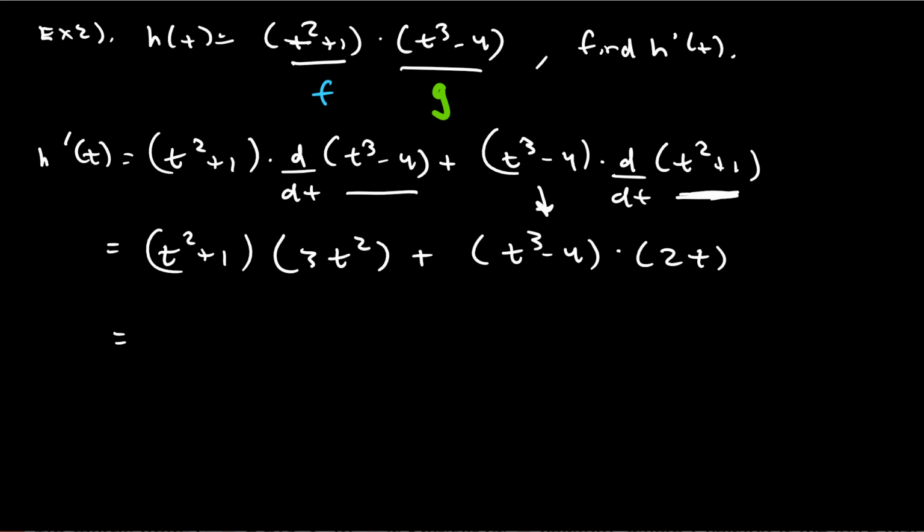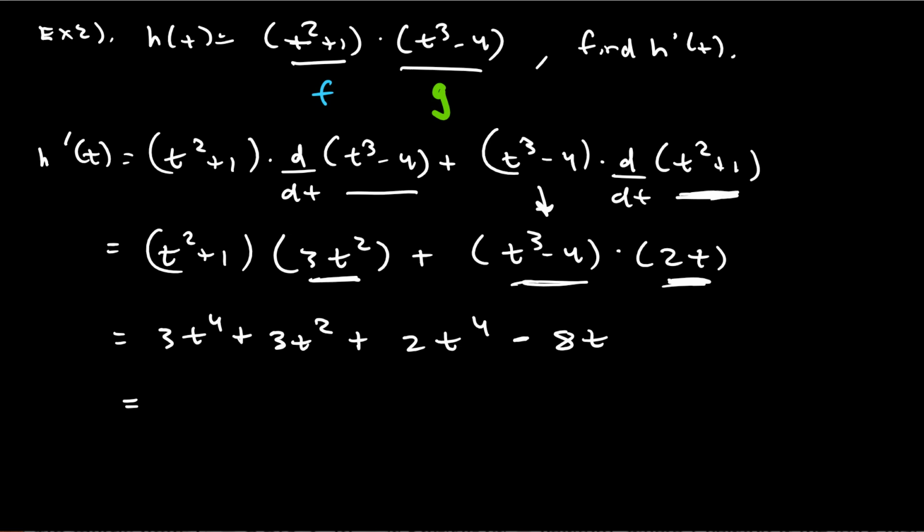Continuing, we can multiply everything out, so we multiply 3t squared through. So 3t squared multiplied by t squared, that's going to be 3t to the 4th plus 3t squared times 1 is just 3t squared plus, now we multiply the 2t through this, we get 2t multiplied by t cubed, we get 2t to the 4th, and then 2t multiplied by minus 4 is going to be minus 8t. Continuing, we gather like terms, 2t to the 4th plus 3t to the 4th is 5t to the 4th. Then we have 3t squared minus 8t.